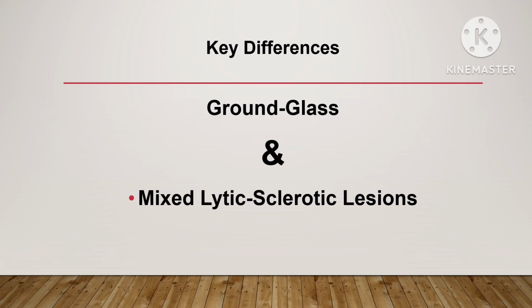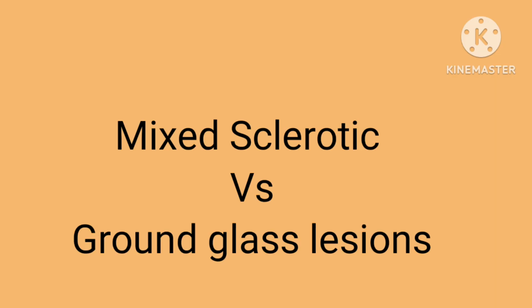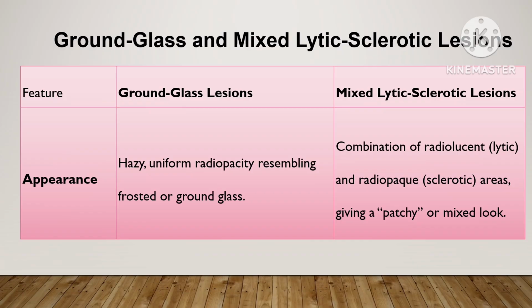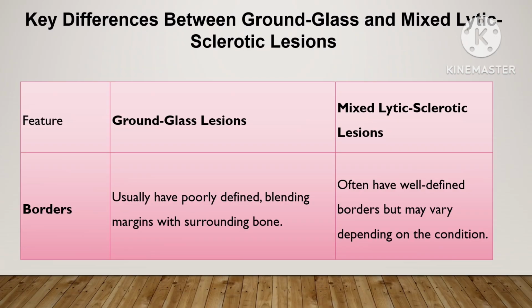So, what should we look for when we are going for the diagnosis of mixed lytic sclerotic lesions? However, before that, it is equally important to know the difference between mixed lytic sclerotic lesions and lesions having the ground glass appearance on the radiographs. The borders of a ground glass lesion are usually poorly defined, blending with the surrounding bone. On the other hand, mixed lytic lesions often have well defined borders.